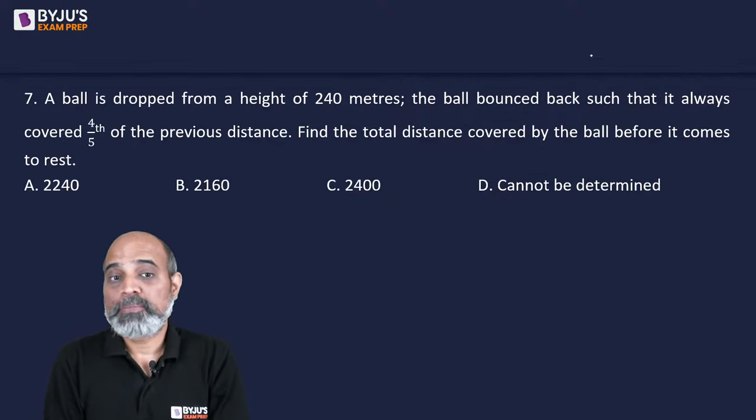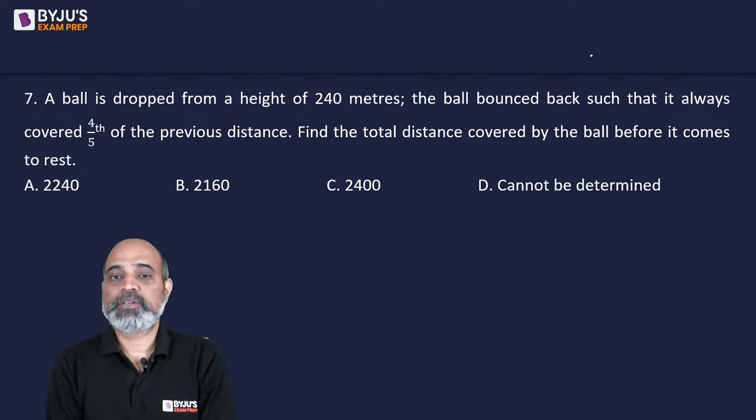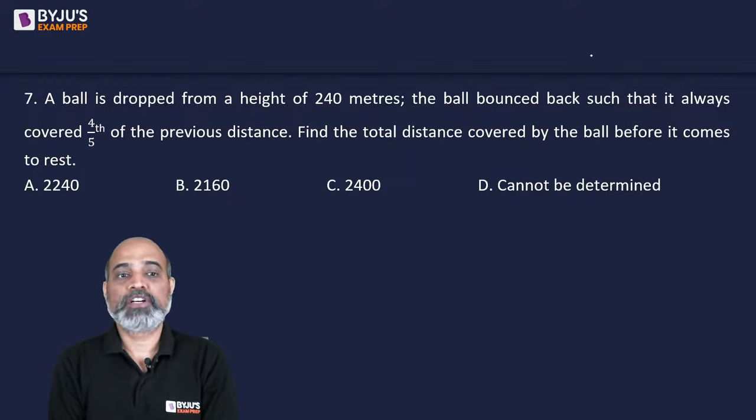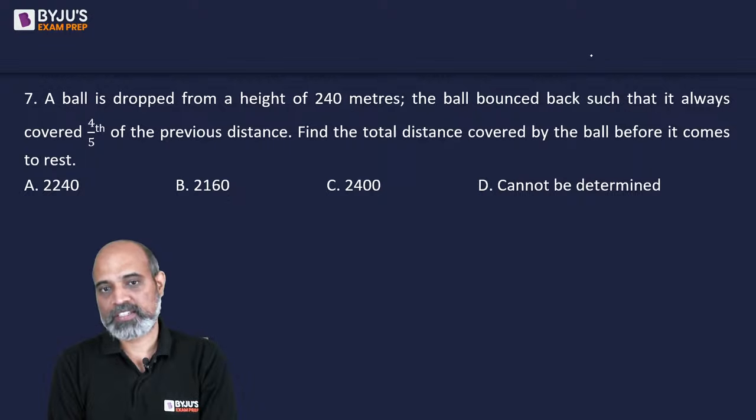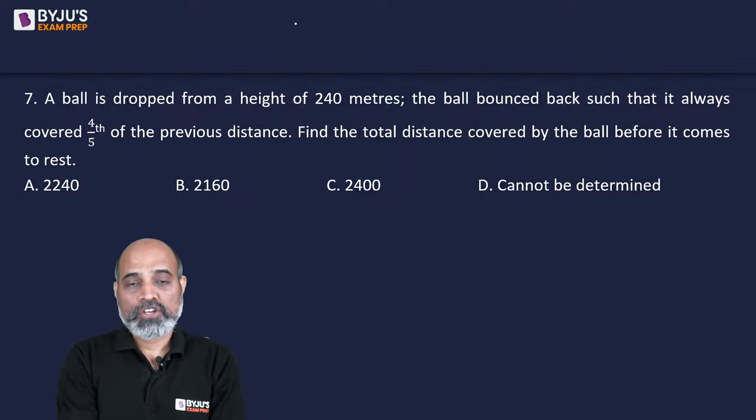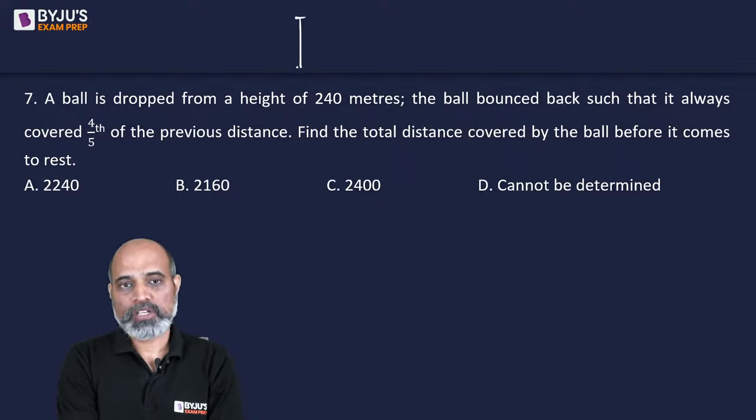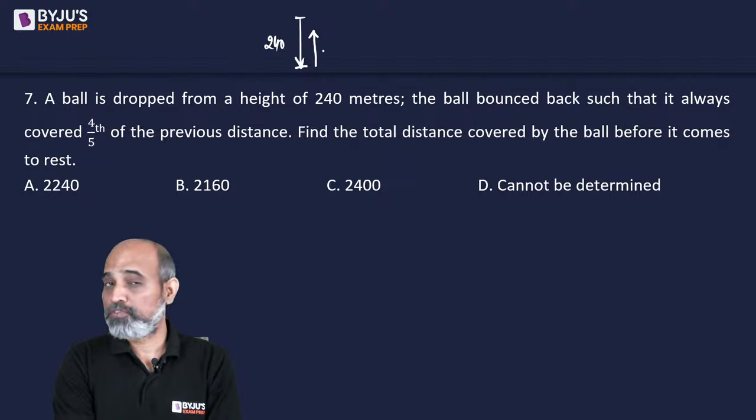A ball is dropped from the height of 240 meters. The ball bounced back such that it always covered 4/5 of the previous distance. Find the total distance covered by the ball before it comes to rest. Okay. So, पहली बार बॉल ये 240 meters drop करता है, and then it bounces back. कितना bounce करता है? 4/5 of the previous, and then it comes back.